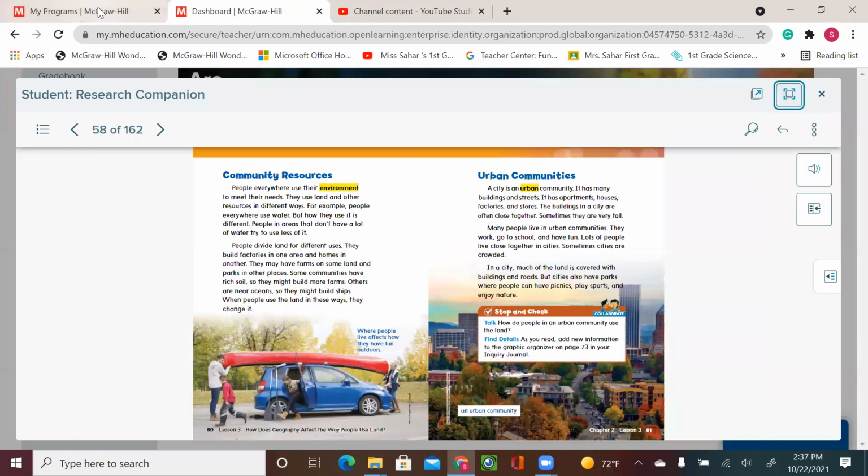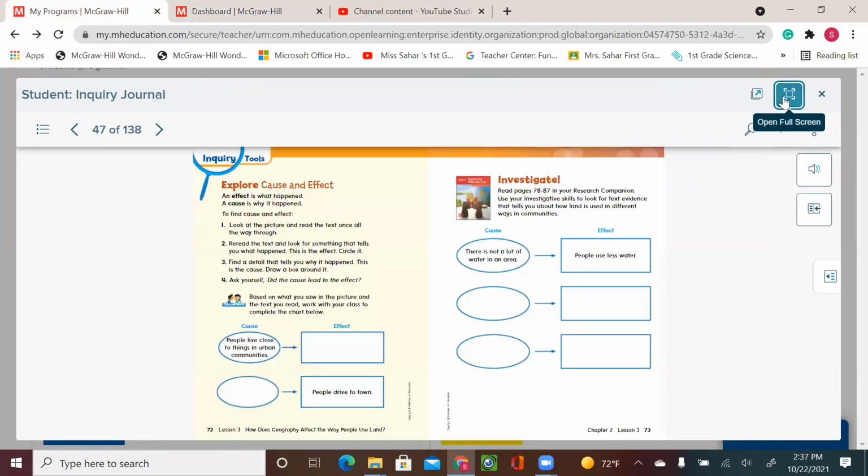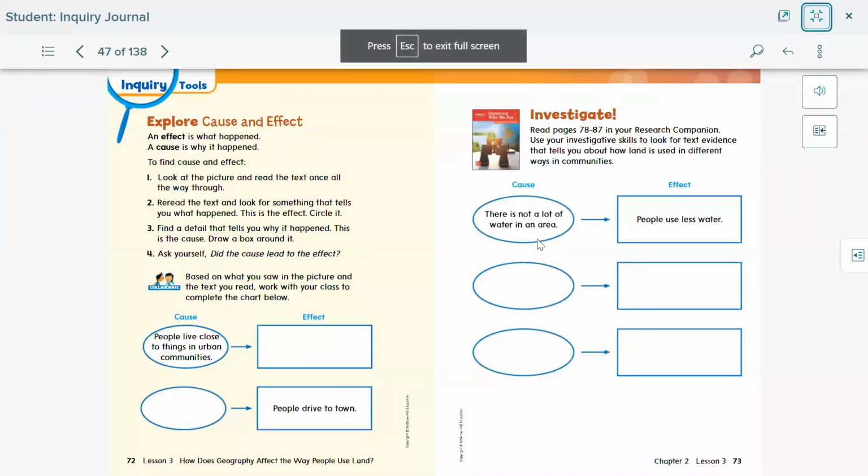All right, let's go now and see what we have here. So remember, we said it's causes and effects. So we have the first one, there is not a lot of water in an area. So people, when they have an issue or problem like that, they tend to use less water. So they use less water.